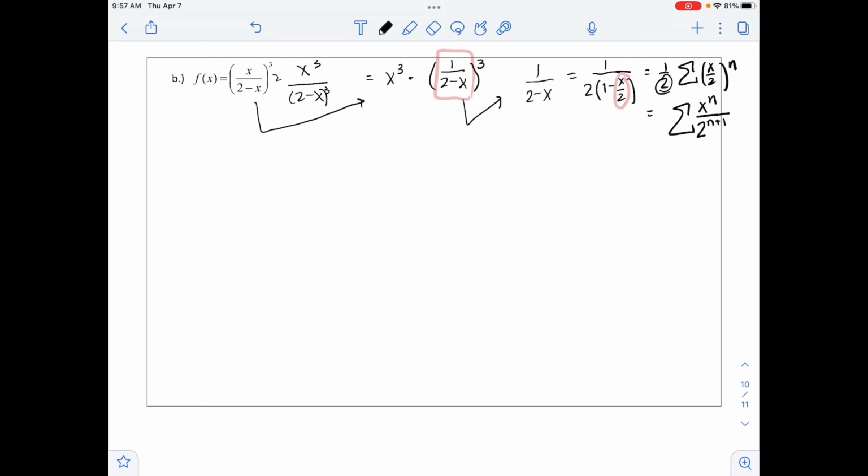And so for this, that radius of convergence would be the absolute value of x over 2 is less than 1, or we would have the absolute value of x all over 2 is less than 1, which means that the absolute value of x is less than 2, and so r would be equal to 2.